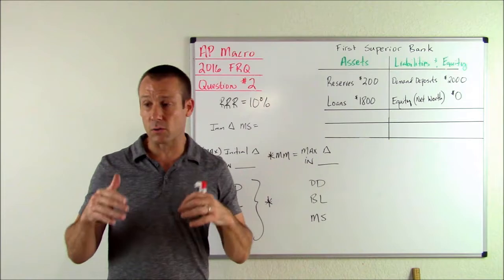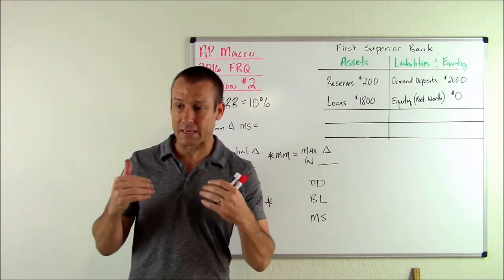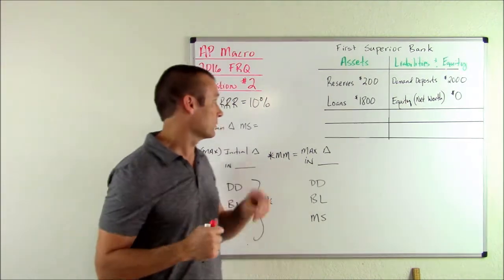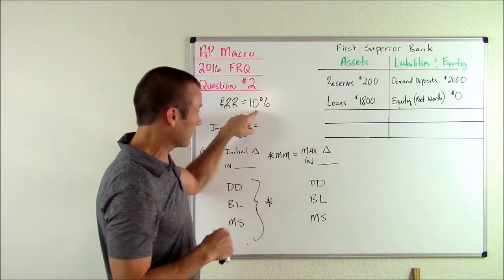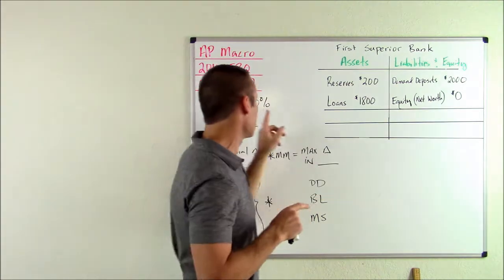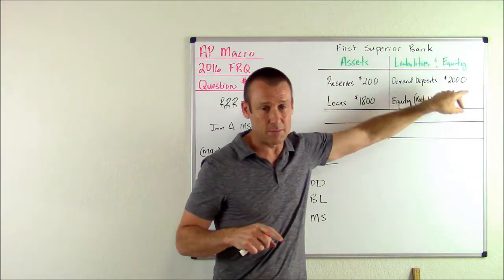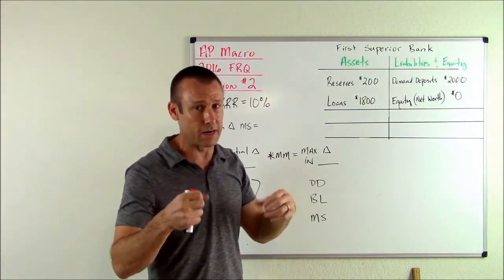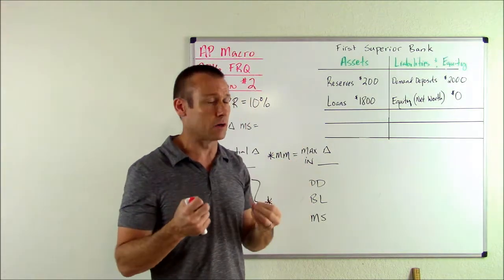What is the dollar value of new loans that First Superior Bank can make? Explain. Okay, so here's what we're going to do. We get a question like that. We take that 10%, we multiply that by the demand deposits. That's what is key. Take that, multiply by the demand deposits. What do we get? 200, right? And so they must hold $200 in reserves.